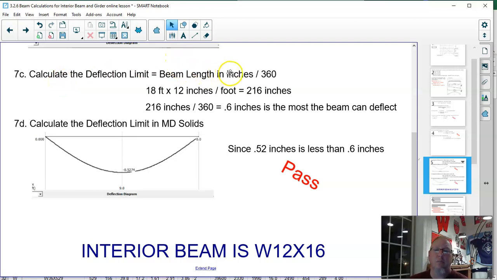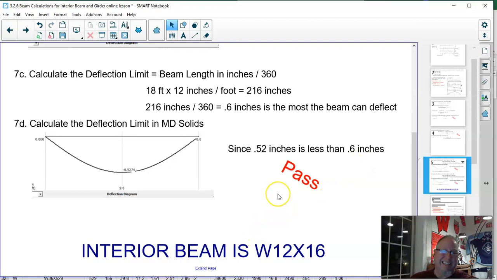And to do that, you take your beam length in inches divided by 360. So the beam length in inches has not changed from up here, still the same. And if I take that number divided by 360, I get 0.6 inches is the most the beam can deflect. I ran this through MD Solids and got 0.52. And since 0.52 is less than 0.6, this is a pass.